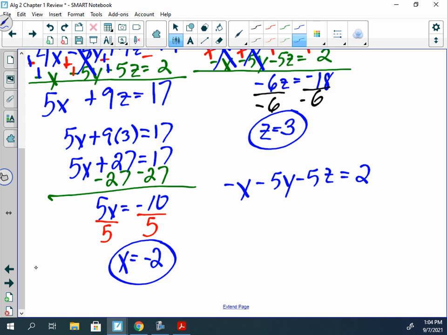Any questions on how we got x and z? Now, I just picked one of the equations. Negative x minus 5y minus 5z equals 2. It doesn't matter which one we pick. I just picked one. You could pick any of them. They'll give you the same thing. Now we just need to get y. And the way we get y is by picking one of the equations we already have, plugging in the two variables that we found to find the last.